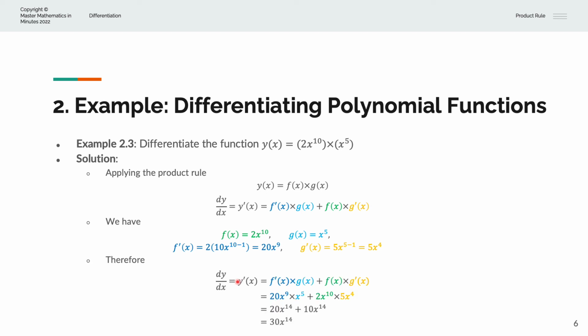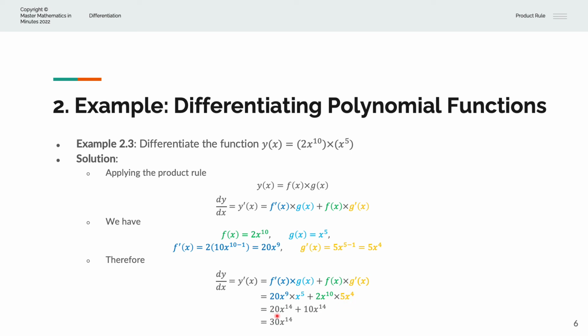So we'll state the formula again. So dy/dx is identical to that dy/dx. We've just restated the same thing. And the next step is to substitute each of these 4 terms with what we've calculated at the top. So f'(x) is 20x to the power of 9. That's here. And g(x) is x to the power of 5. And f(x) is 2 times x to the power of 10. And g'(x) is 5 times x to the power of 4, which is this one.